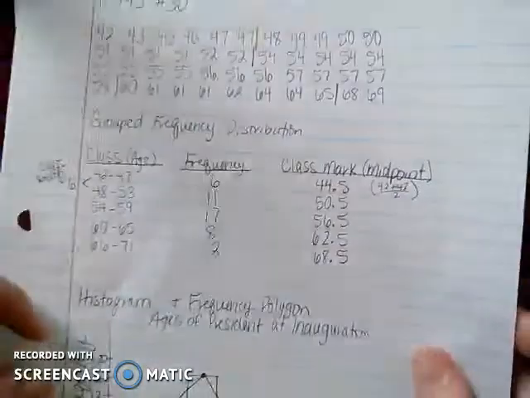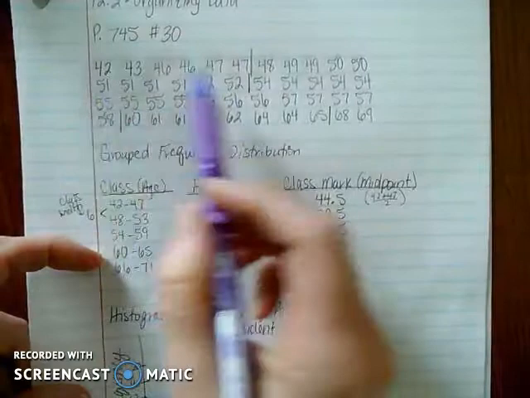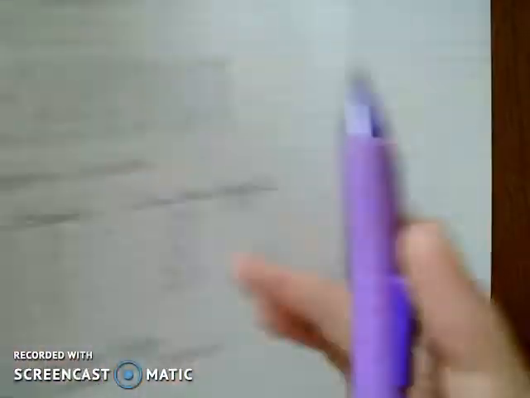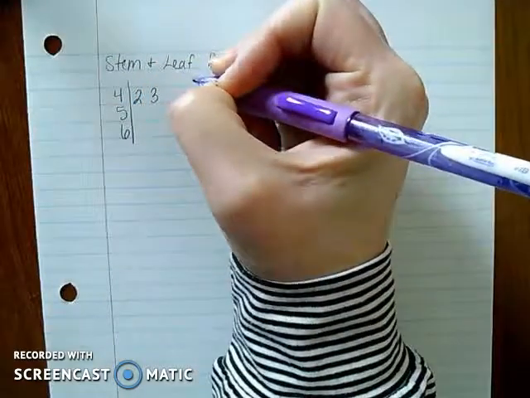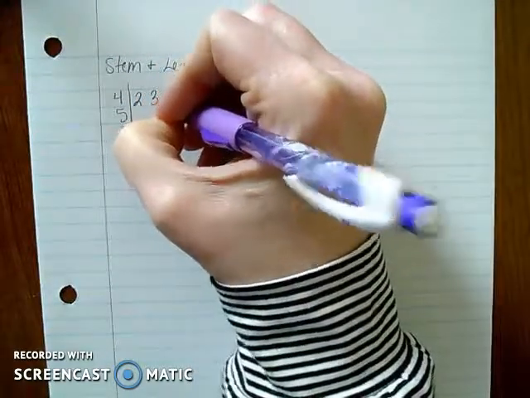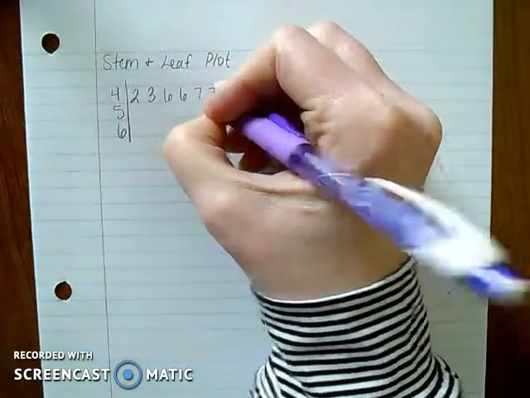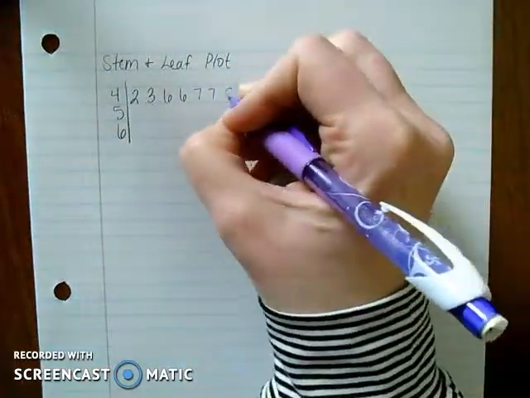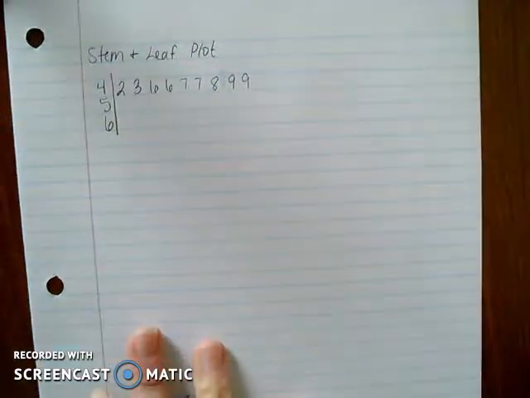So another reason you want these in order is because when you do the stem and leaf plot, they need to be in order. So we need to do all the 40s. So what you're looking at, we have a 42. So you put a 2 here, and then we have a 43. And then we have 2 46s. And then we have 2 47s, 1 48, and 2 49s. So that's all of our 40s.